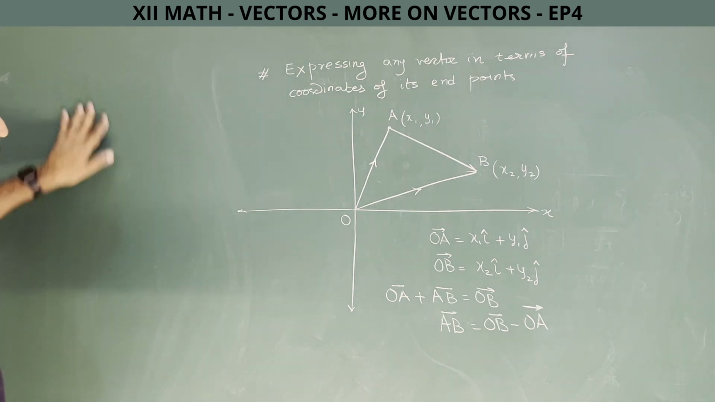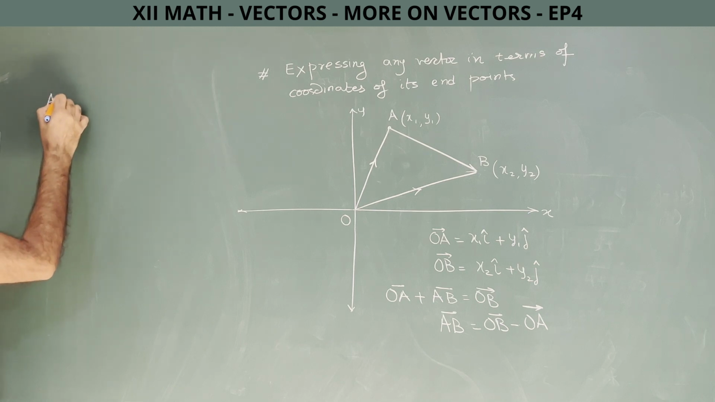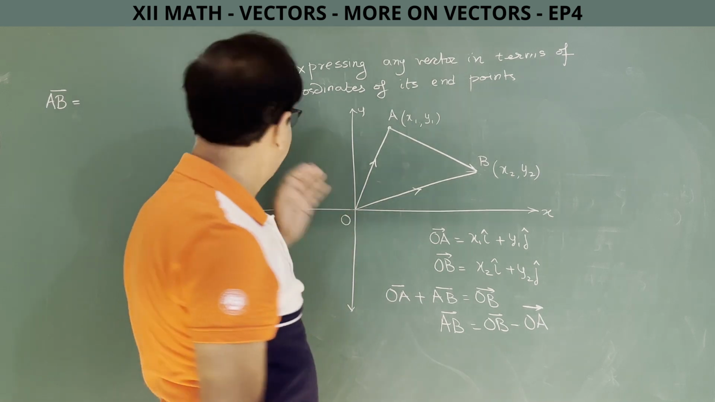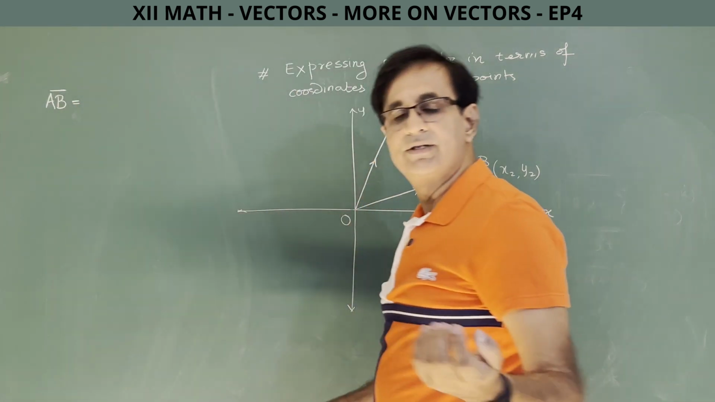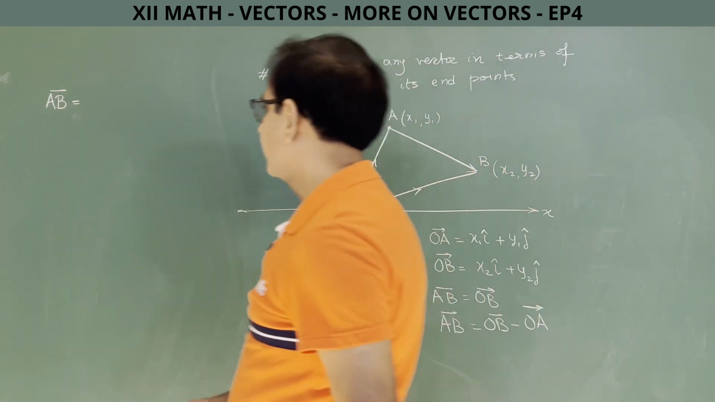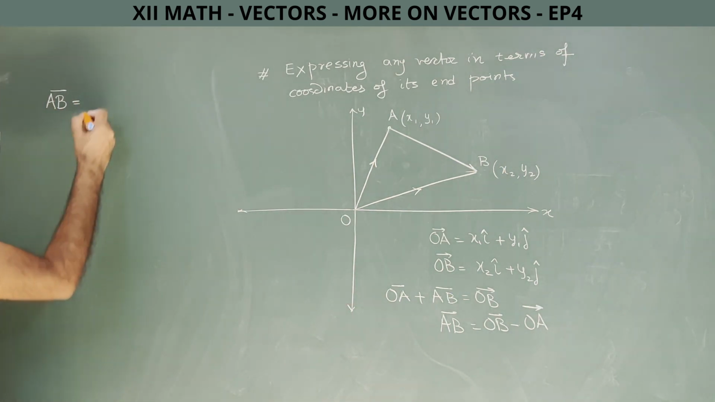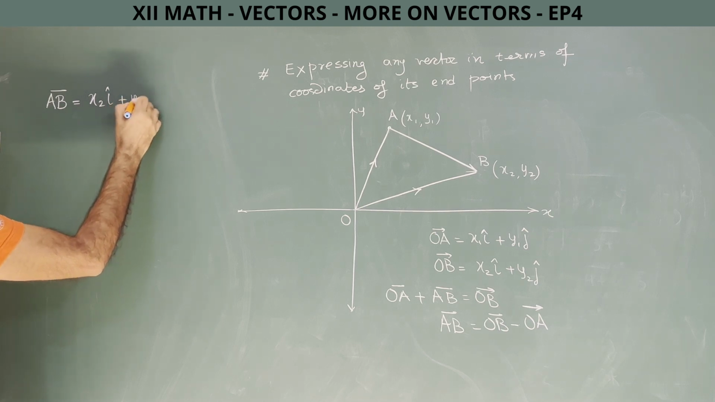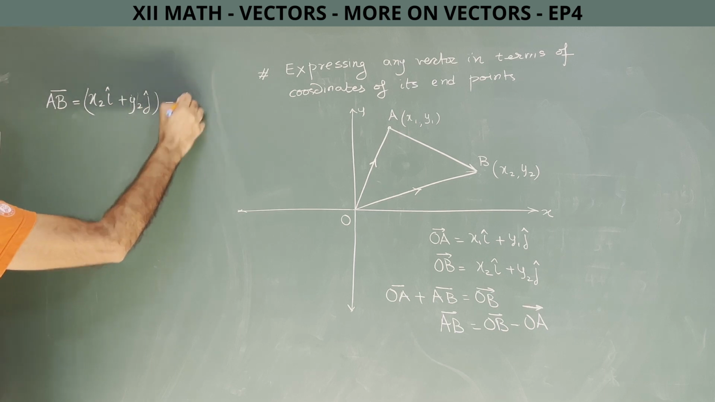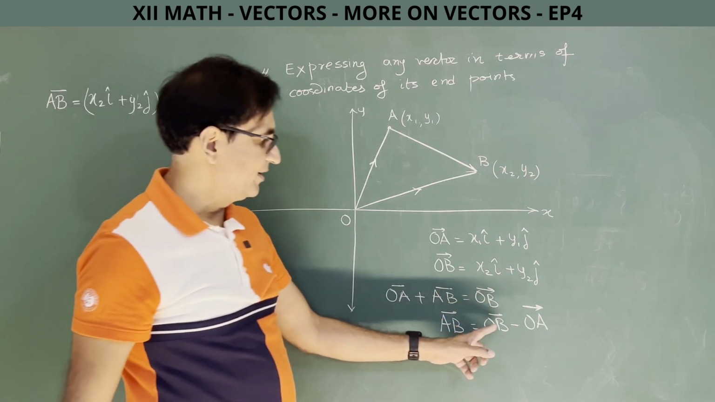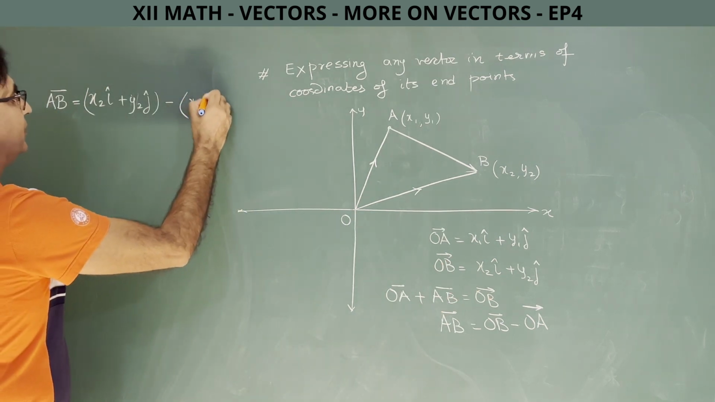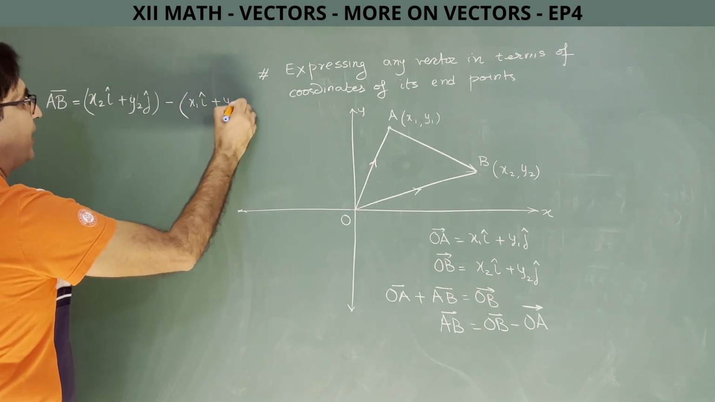Now let me write on this part of the blackboard. This part is still not used. So you may not see me completely in the frame when I am writing on this portion of the blackboard, but that's okay. You can see what I am writing and you can hear what I am speaking. So what is vector OB? x2 i cap plus y2 j cap minus OA. OB vector minus OA vector. What is OA vector? x1 i cap plus y1 j cap.